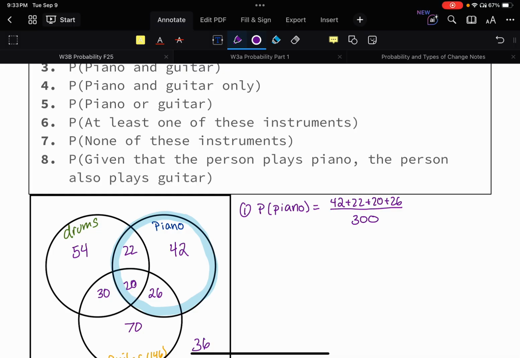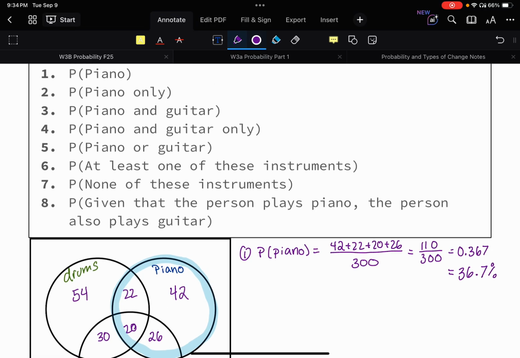And this is one of those ones where I always say, you are welcome to leave the four numbers unadded, or if you prefer, you can add them together. But we like to keep that fraction unsimplified so that I can see if you understand where the numbers are coming from. And that of the people who were surveyed, there's a 36.7% likelihood that they play the piano.